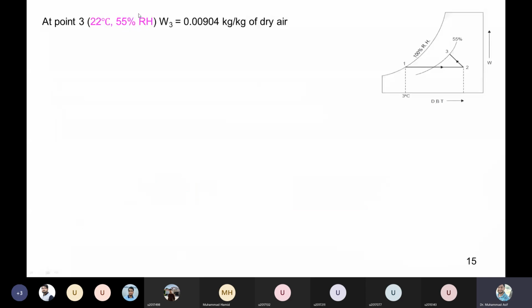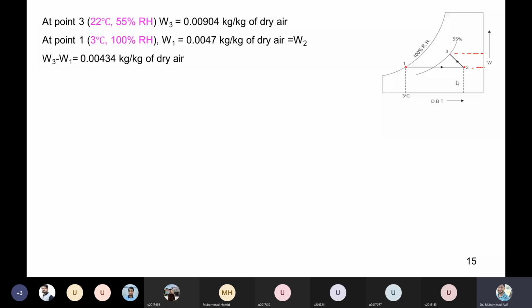At point 3, we are given two conditions, so we can locate that point and simply read the value of omega 3. Similarly, at point 1, we know that this is 100% relative humidity and 3 degrees C, so we can read omega 1, or W1, and W1 is equal to W2 because this is a horizontal line. This is a simple heating process. So W1 is equal to W2.